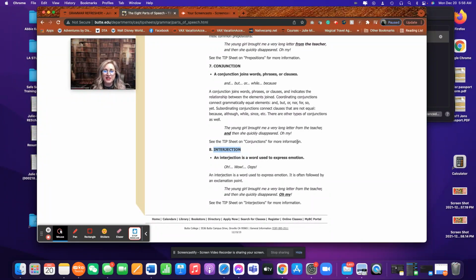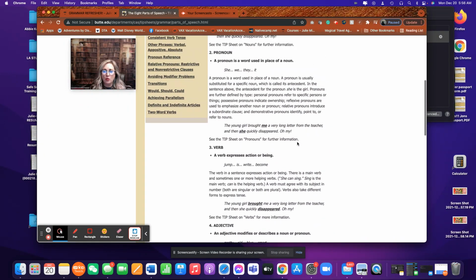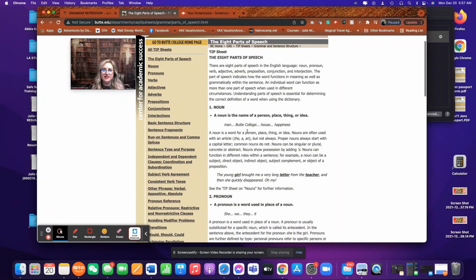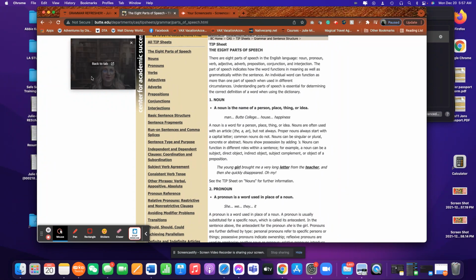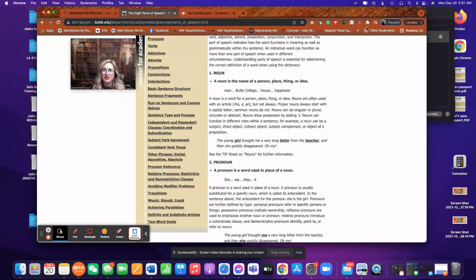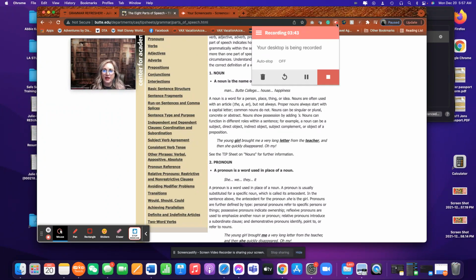It shouldn't be difficult to go through those. We're going to start way back at the very beginning and go over nouns and pronouns, just so you know what those are. But now that you've been introduced to them, I want you to know them. I want you to be able to say, I know what 8 parts of speech are. Okay? If you have any questions, just let me know later.